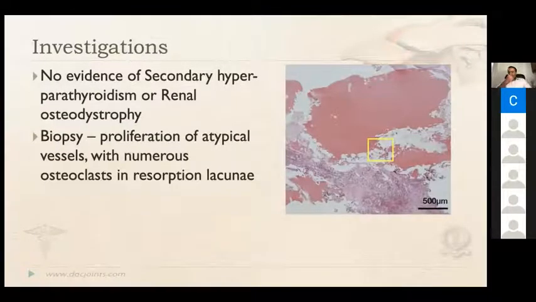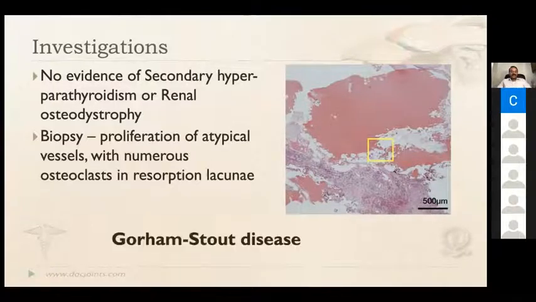There is no evidence of secondary hyperparathyroidism or renal osteodystrophy, so the body is not trying to compensate for the osteolysis. So it is focal, not generalized. That is what it means by no secondary hyperparathyroidism. Biopsy showed proliferation of atypical vessels with numerous osteoclasts and resorption lacunae. So that's vanishing bone syndrome.